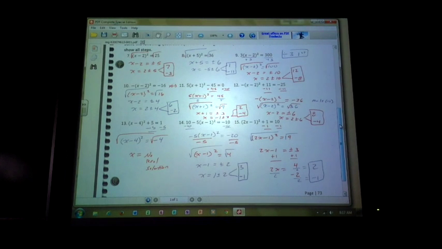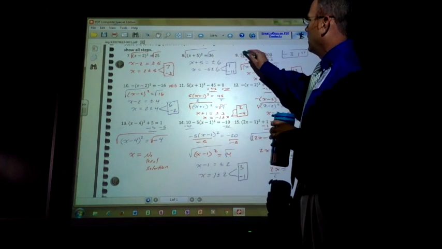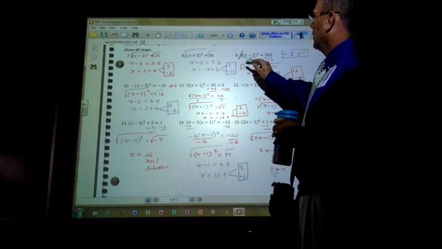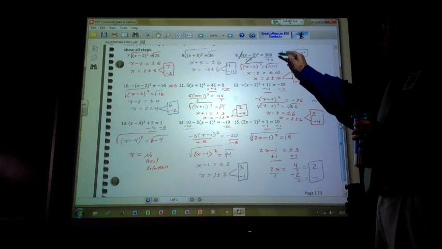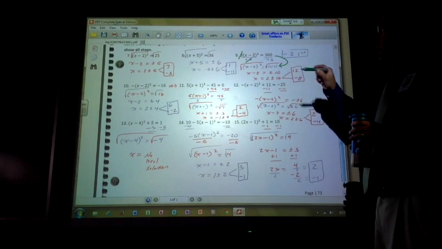And then number 9, Reese, you just asked about this one. So I have x minus 2 quantity squared. But in front of that, I have a 3. So I have to start unpacking it. Okay? So first thing I'm going to do is divide both sides by 3. And if I do that, this and this are going to cancel out. And that's where the 100 comes from. Is that okay so far?